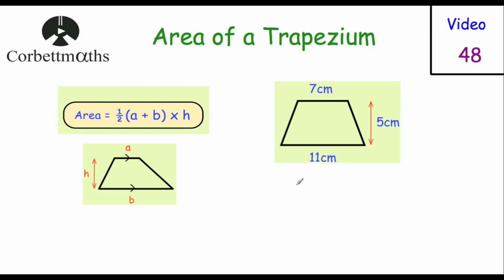So here's a trapezium. The area would be equal to a half (a plus b). They're the two parallel lines, so that's 7 plus 11. Then we'll get that answer, and we'll multiply it by the distance between the parallel lines, which is 5.